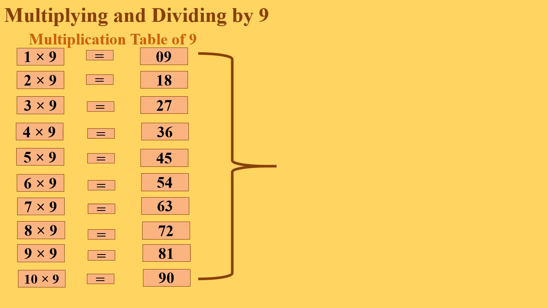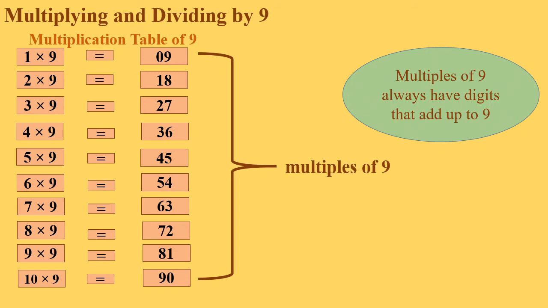Now these 9, 18, 27, 36, 45, 54, 63, 72, 81, 90 we call multiples of 9. Then here another important thing: multiples of 9 always have digits that add up to 9. Now we'll see whether that is correct.